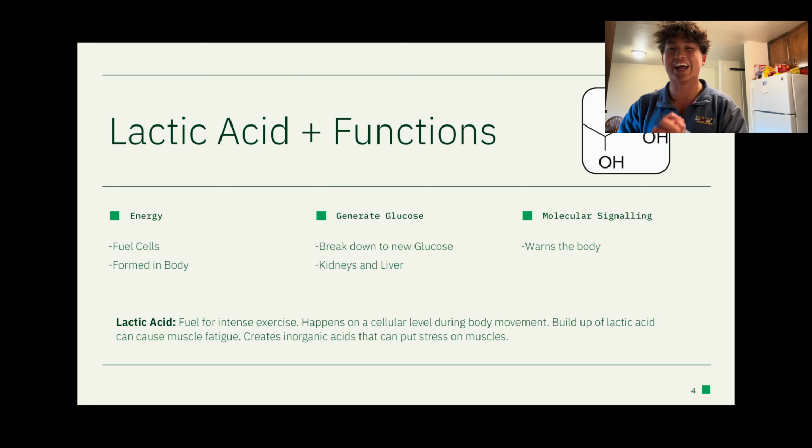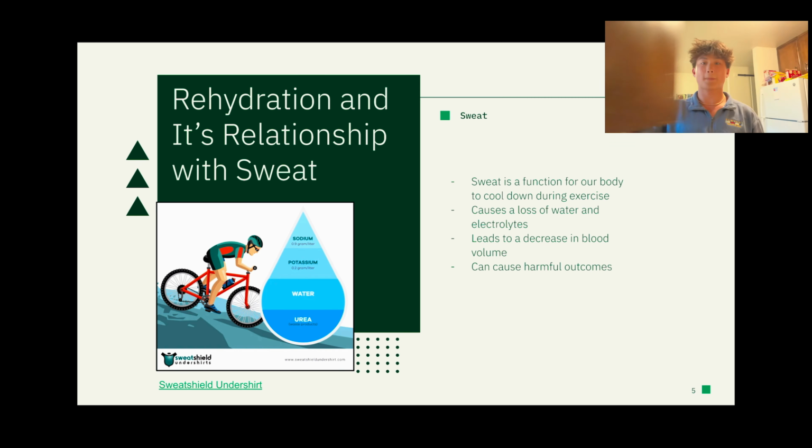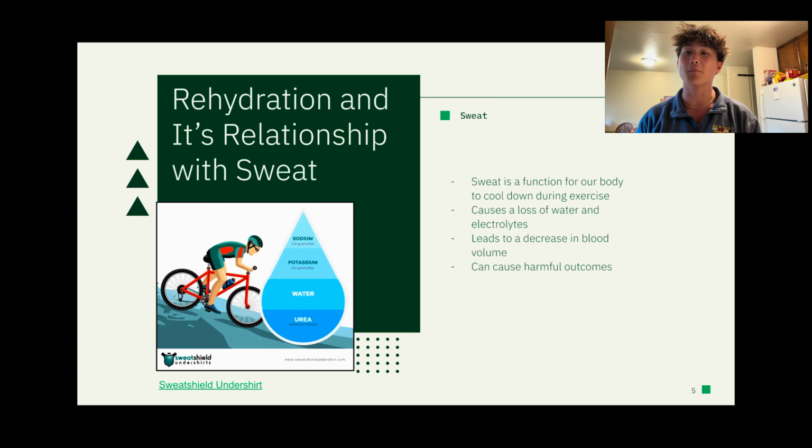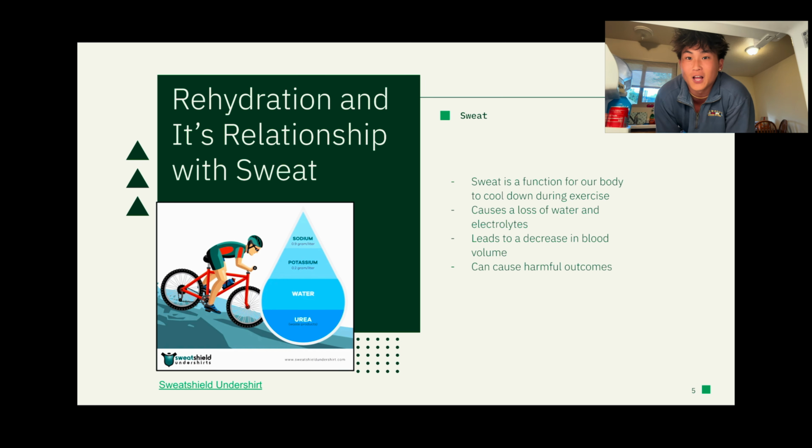Hi everyone, today I'll be talking about the chemistry behind rehydration during exercise and why it's important for our bodies. When we exercise, our body temperature rises and we sweat to cool down. Sweat isn't just water, it also contains electrolytes like sodium, potassium, and chloride. These electrolytes are charged particles that help maintain fluid balance, nerve function, and muscle contractions.